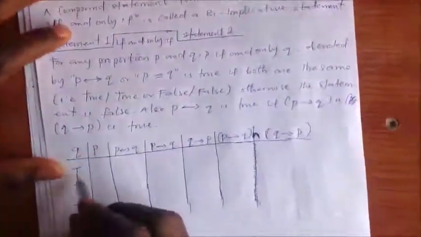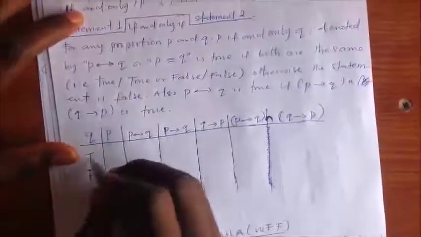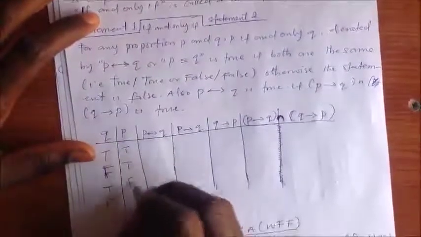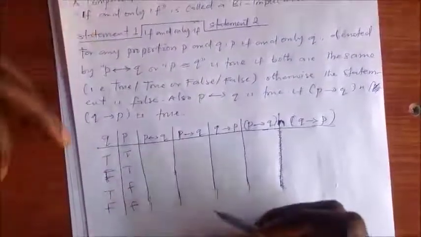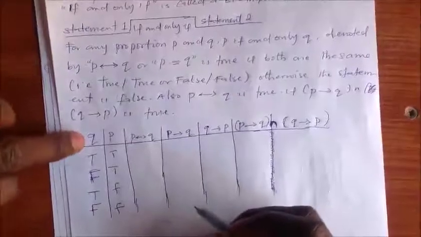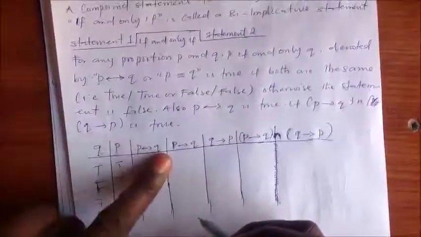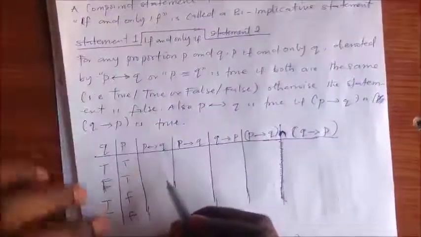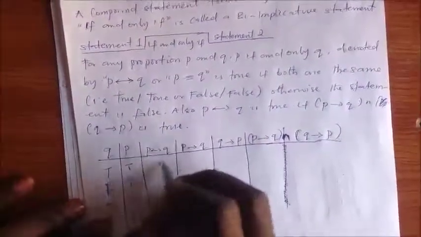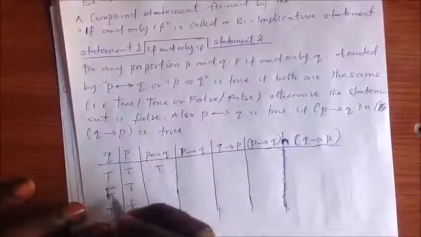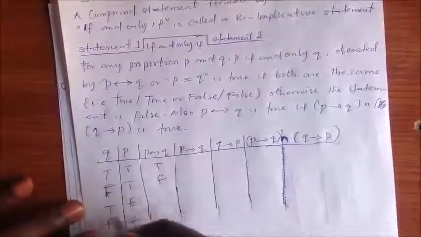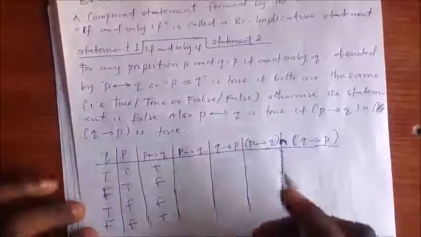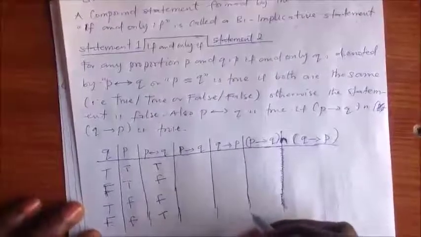We have P, which is true, true, false, false, and Q, which is true, false, true, false. Now when we say P if and only if Q, the first is true. Then true, false: you see, they are not the same, so it's false. False, true: they are not the same, so it's false. Then false, false, which is true. That's what the if and only if condition is.